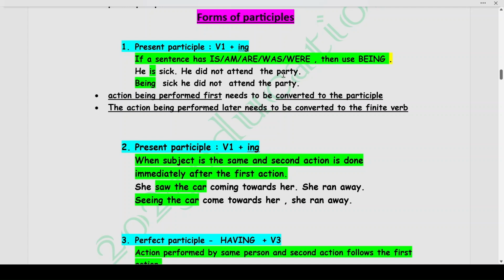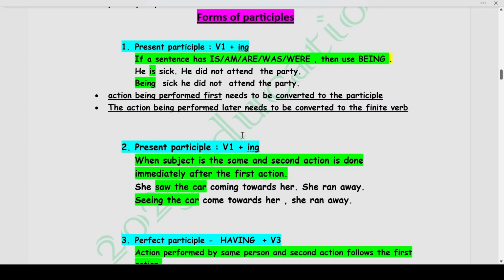Now he did not attend the party. This is the second action which is being performed later. The action being performed later needs to be converted to the finite verb. So attend will remain as attend only in this tense. Being sick, he did not attend the party. So this is how you understand your present participle, V1 plus ing.